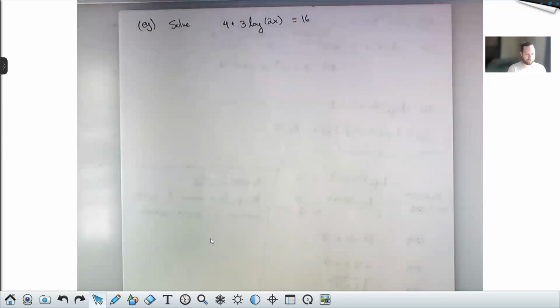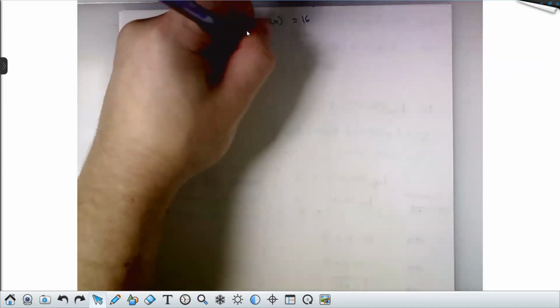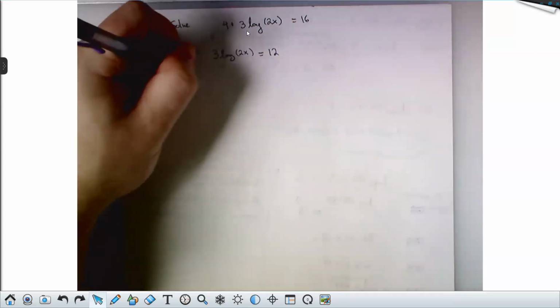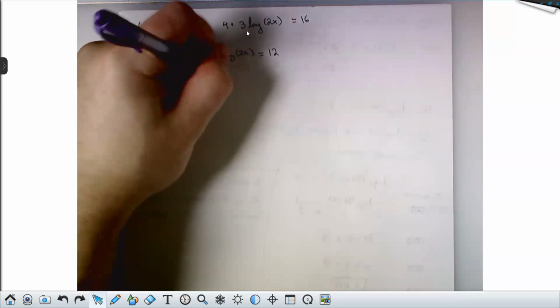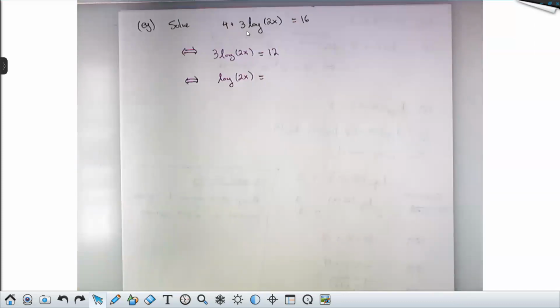Okay, switch to purple. So first, I need to isolate the log term, right? This has not already been done for me here. So the log term is the log of 2x. I want to get this piece alone. So I need to subtract the 4, then divide by 3. 16 minus 4 is 12. I almost isolated the log term. We just divide both sides by 3, and we get the log of 2x is equal to 4.